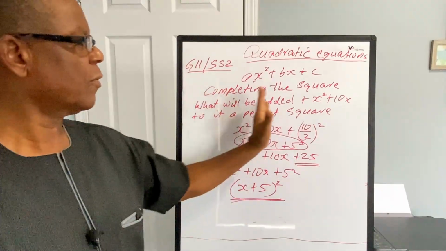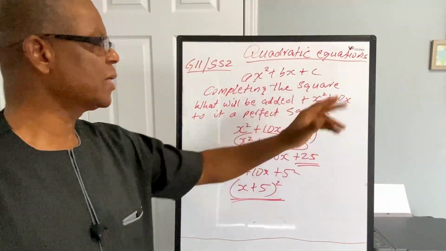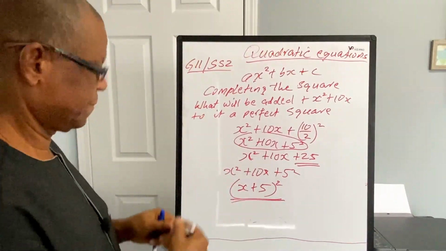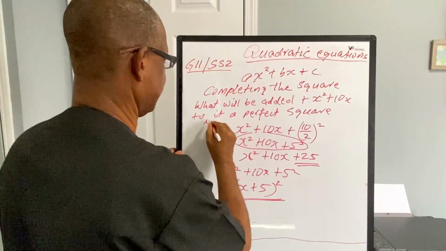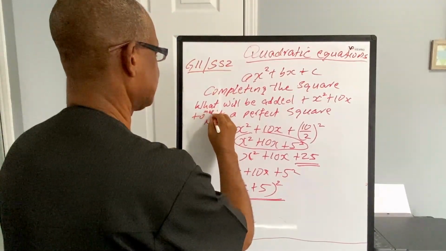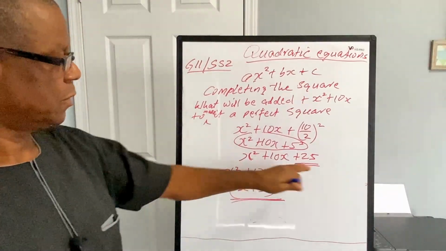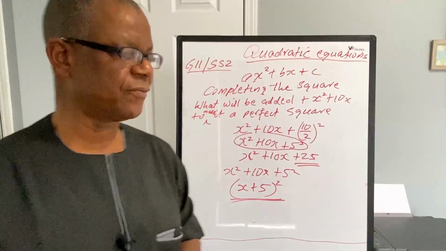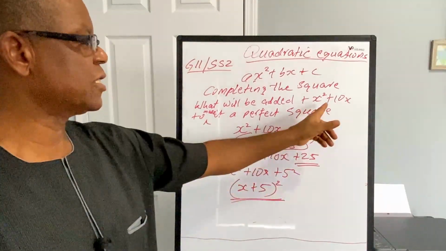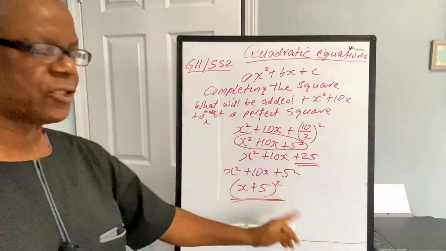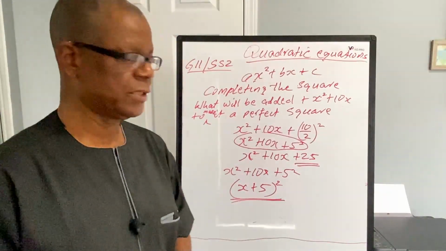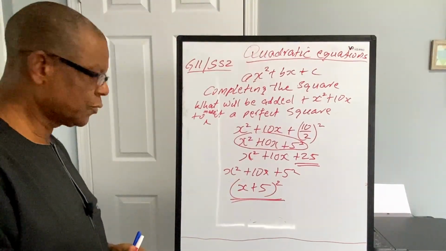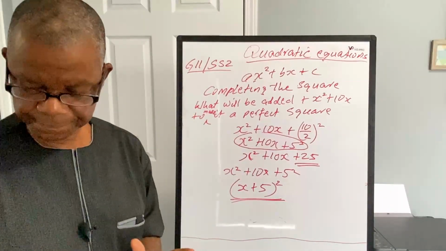But if you are just asked what will be added to x squared plus 10x to make it a perfect square, you just stop here. You have found the answer. That number is 25. That is what we added to this expression to make it a perfect square. That is for this.